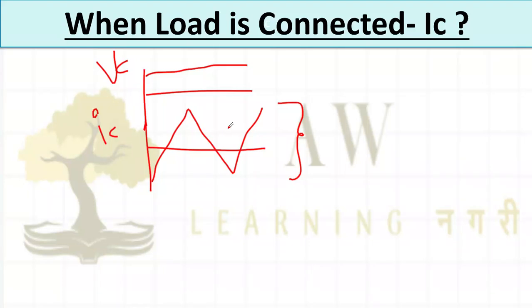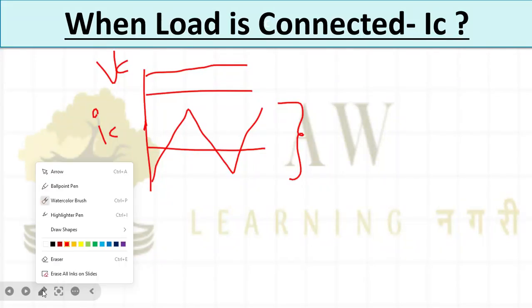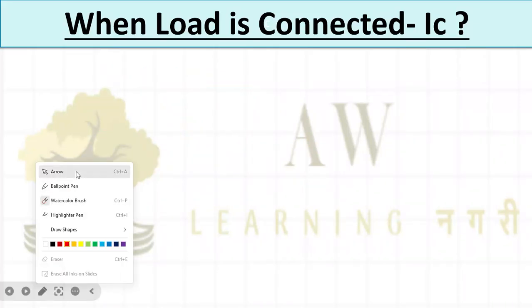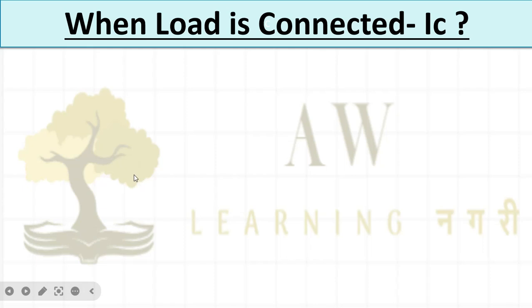Have you observed this previously? If you have, then you are on a good analytical track. But if you haven't, then you need to learn how to analyze the circuit and what waveform it should have. Now we will first see the waveforms when load is connected. Mostly I will talk about IC because VC remains constant. Firstly we will see the buck converter.